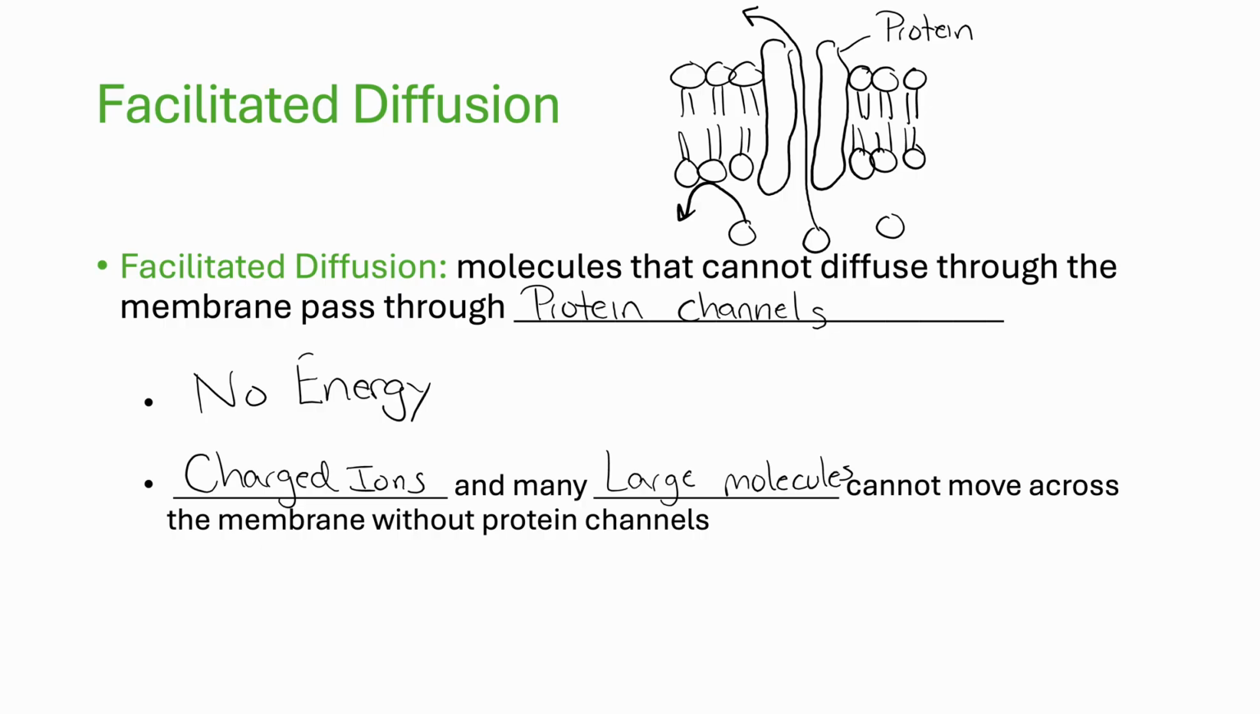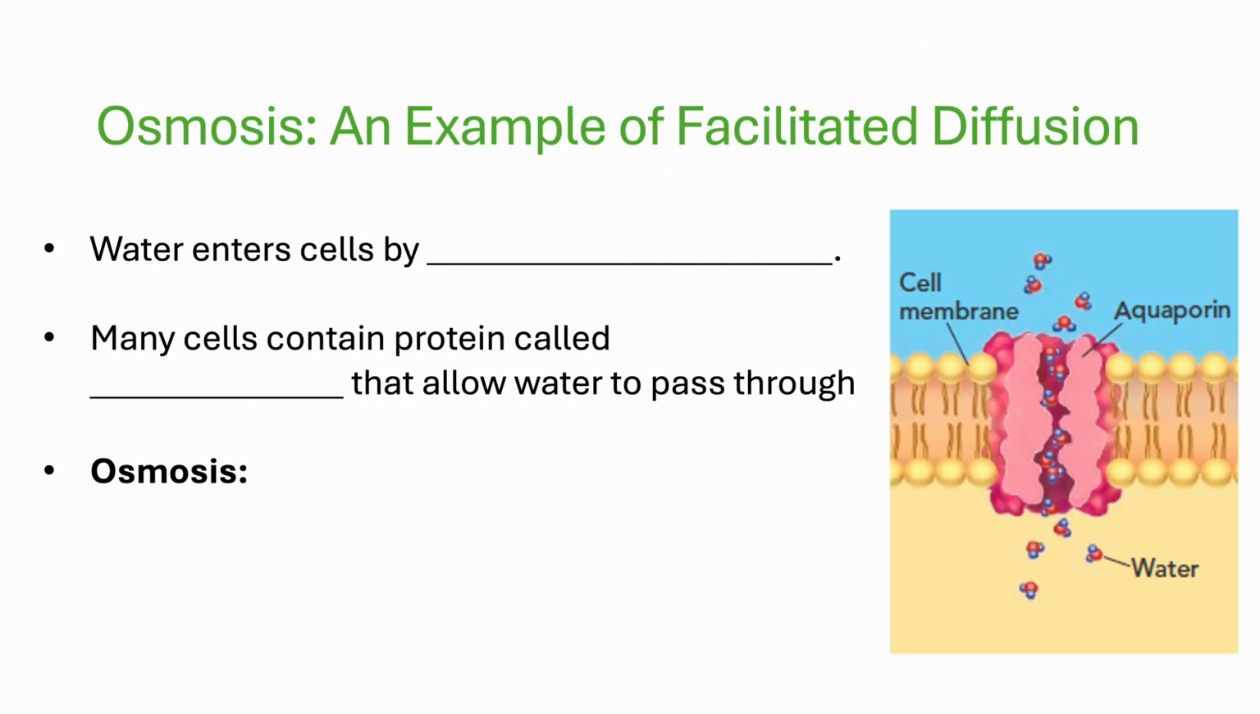So again, facilitated diffusion: facilitated means to help. We have a helping protein in order to get that molecule in or out of the cell. Now, a type of facilitated diffusion is osmosis, and osmosis is only when we are moving water molecules. So water enters the cell by a facilitated diffusion process.